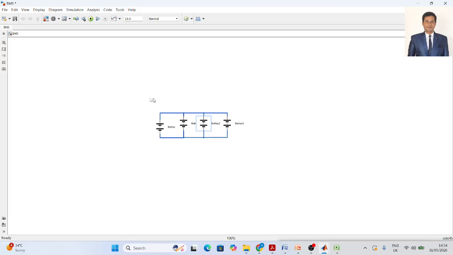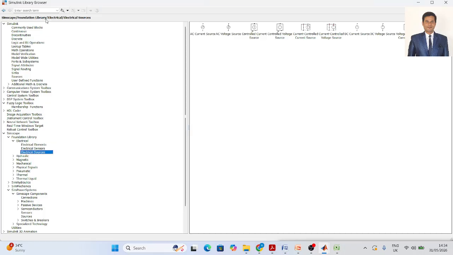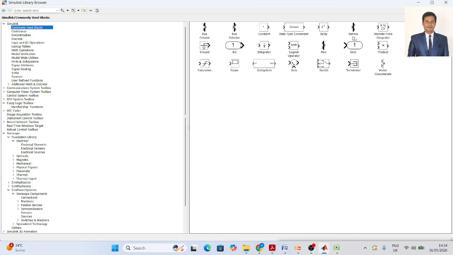Right. I just want to make one input and one output. So I'll just use some common blocks to make it easier to understand. If an error comes, you can fix it by trial and error methods.